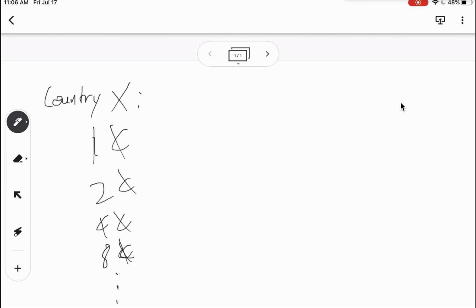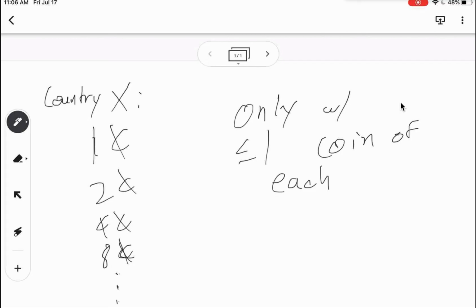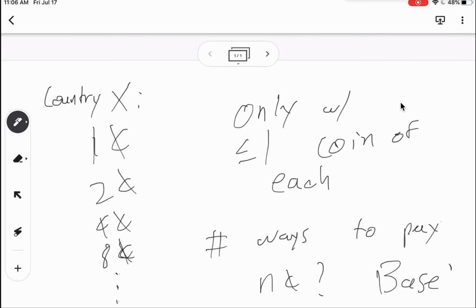And you want to, okay, wait, this may not be the best. Okay, whatever. You have coins that are only powers of 2, and you can only pay with at most one coin of each type. So how many ways are there to pay n cents? Well, this is just base 2, right? So the answer is just 1, right?